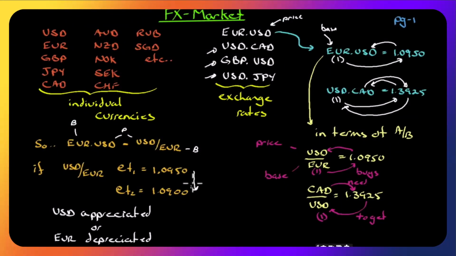So when we look at this exchange rate, 1 euro was buying 109.5 US. Now 1 euro is only buying 109 US. We're buying fewer US dollars with our euro. So we can say the euro has depreciated against the US dollar, or we could say the US dollar has appreciated against the euro. They mean the same thing.